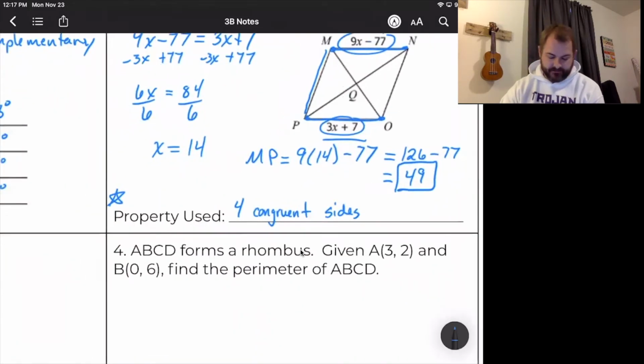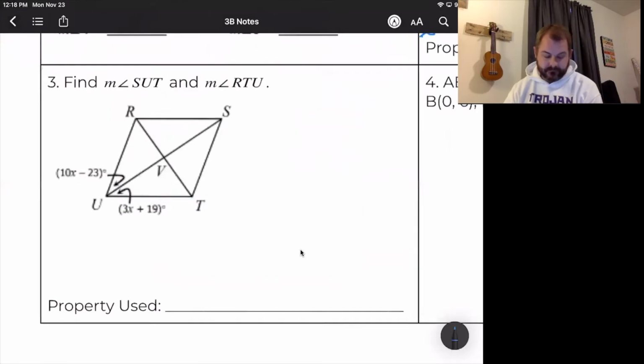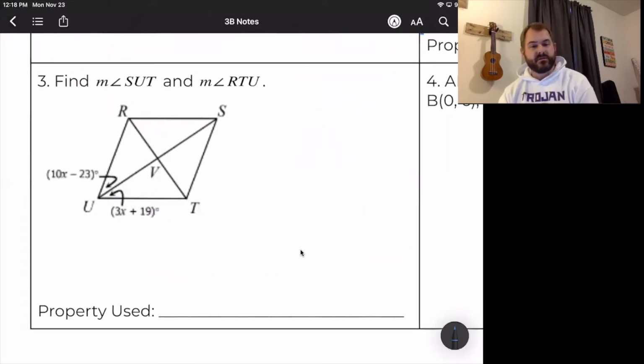Okay, let's keep moving. Looking at number 3, again, we're assuming this is a rhombus. And this time they give you the measure of two angles, SUT and RTU. SUT, or I could call it VUT, meaning the same angle, and RTU. RTU is this angle, is what they want me to find. Okay, in order to do that, I'm going to use four right triangles again. That's one property I'm going to use. But first, I'm going to use the property that the diagonals bisect opposite angles.